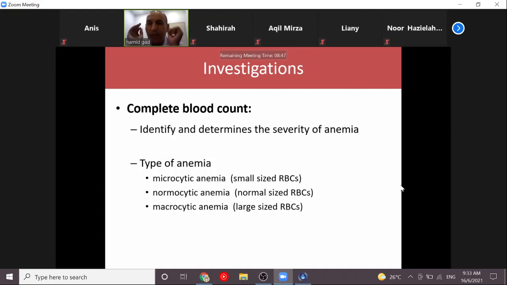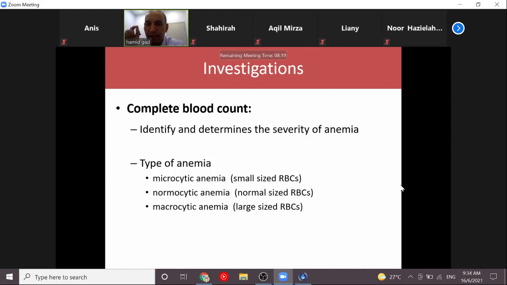Number 1, from the CBC, you go check the hemoglobin. If the hemoglobin is lower than normal, okay, this is anemia. Now we want to decide, is it microcytic or normocytic or macrocytic? So the next step, you go check the MCV, mean corpuscular volume or mean cell volume. MCV is the parameter which gives information about the size of the red blood cell.